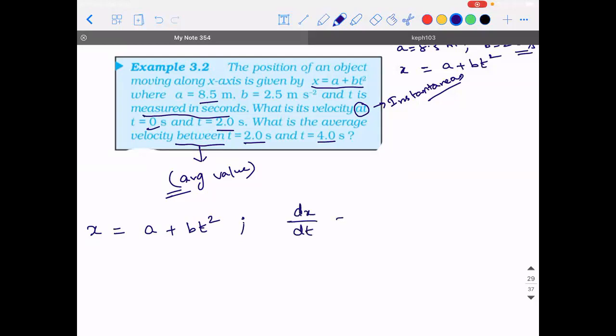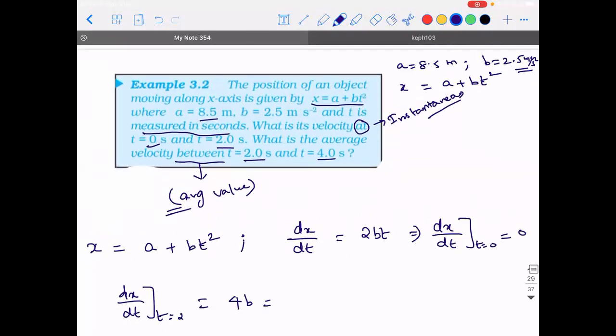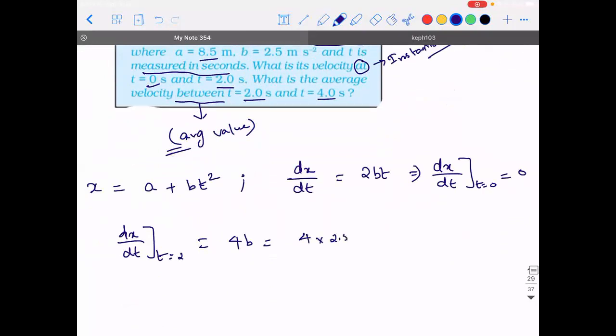Find dx by dt. What is dx by dt? It is 2bt. So they asked what is dx by dt at t is equal to 0. How much is the answer? 0. Similarly, dx by dt at t is equal to 2 seconds is 4b. But b is 2.5. So 4 into 2.5, answer will be 10 meter per second. Correct?